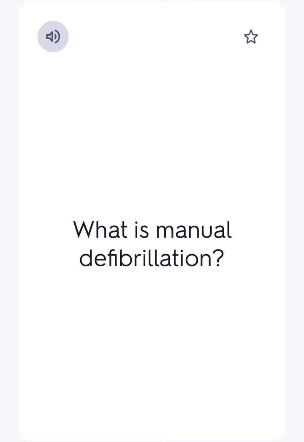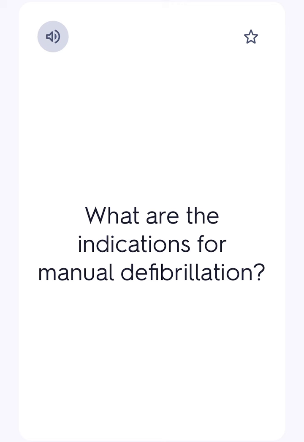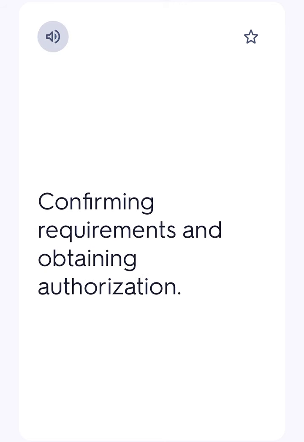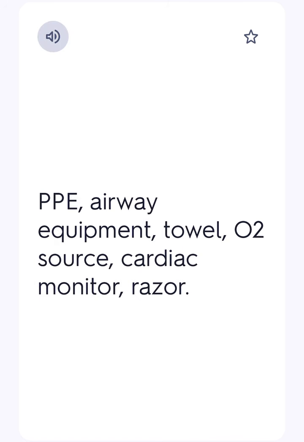What is manual defibrillation? A procedure to deliver an electric shock to the heart to restore normal rhythm. What are the indications for manual defibrillation? Confirming requirements and obtaining authorization. What equipment is required for manual defibrillation? PPE, airway equipment, towel, O2 source, cardiac monitor, razor.